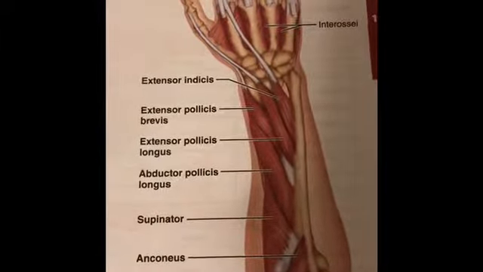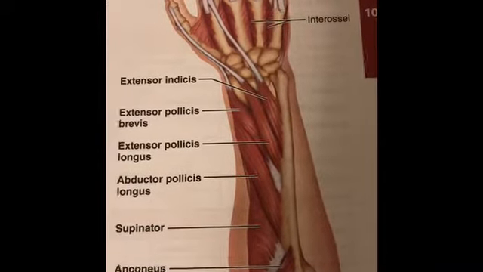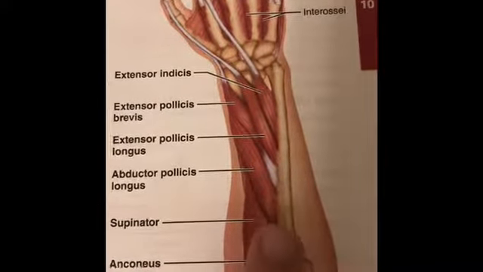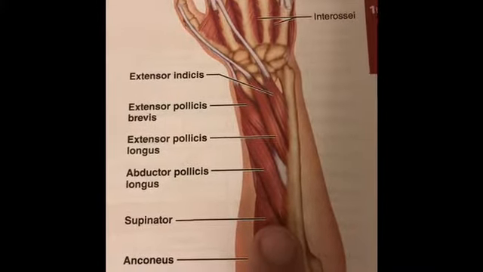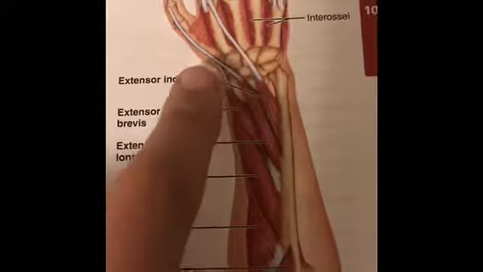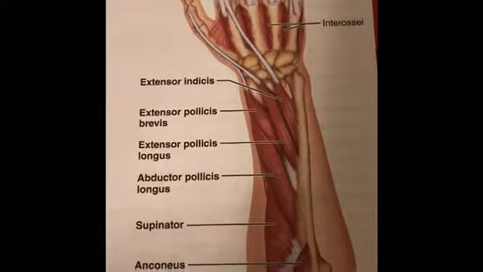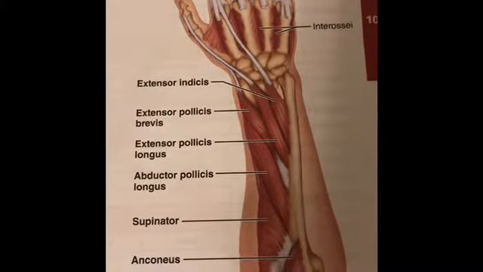Its origin is the posterior surface of radius and ulna, also the interosseous membrane. The insertion is metacarpal 1 and the trapezium. Action is that it abducts and extends the thumb.